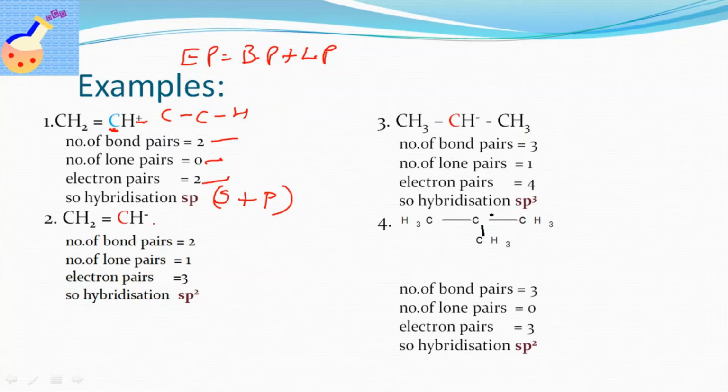Hybridization is sp. Why? Because 1 s orbital and 1 p orbital are involved in hybridization. Okay, coming to the next example, CH2=CH-. This carbon is highlighted here. You have to find out the hybridization here. Number of bond pairs is 2. Why? Because 1 hydrogen and 1 carbon are bonded to the main carbon. Number of lone pairs is 1, because there is a negative charge. Total electron pairs 2 plus 1, 3. Hybridization will be sp2, meaning 1 s orbital and 2 p orbitals are involved in hybridization.